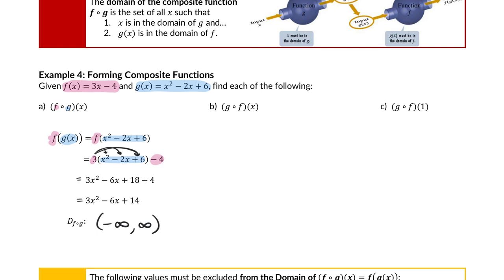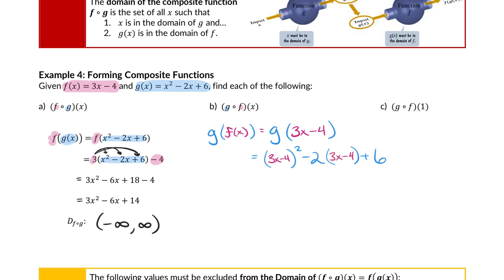Okay, let's try one together. Notice this one changed the order. This one says to do g of f of x. So this time, g is on the outside, f of x is on the inside. So we put g on the outside, and we're going to put the f of x function on the inside, just substituting in the expression for f of x. Now, I'm going to write the blue function, but everywhere there was an x, I'm putting the red function. So this equation would be x squared minus 2 times x plus 6. But everywhere there was an x, I'm putting the f function.